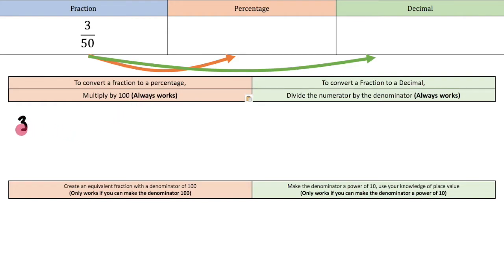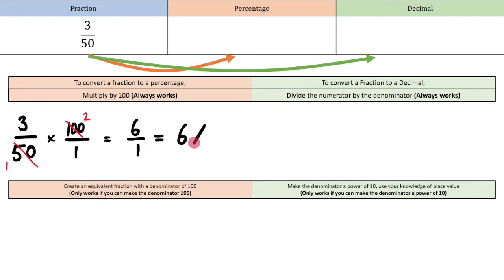So I'm going to get 3 over 50, and I'm going to multiply it by 100, and I'm first going to simplify it. I can divide this by 50 to get 1 here, and I can divide this by 50 to get 2 here, which means I'm going to end up with 3 times 2, which is 6, over 1 times 1, which is 1. So I'm going to get 6%, just like that. How easy was that? 6%.